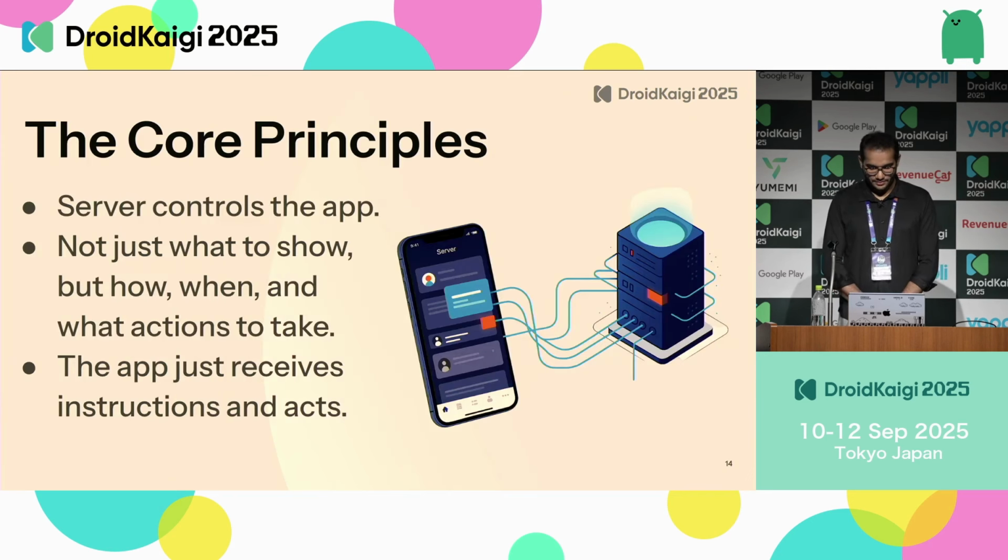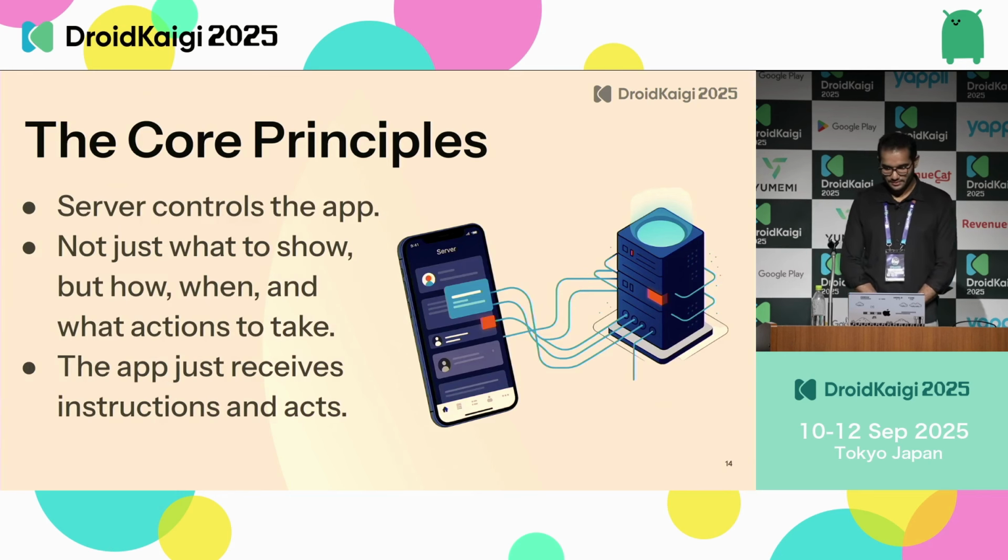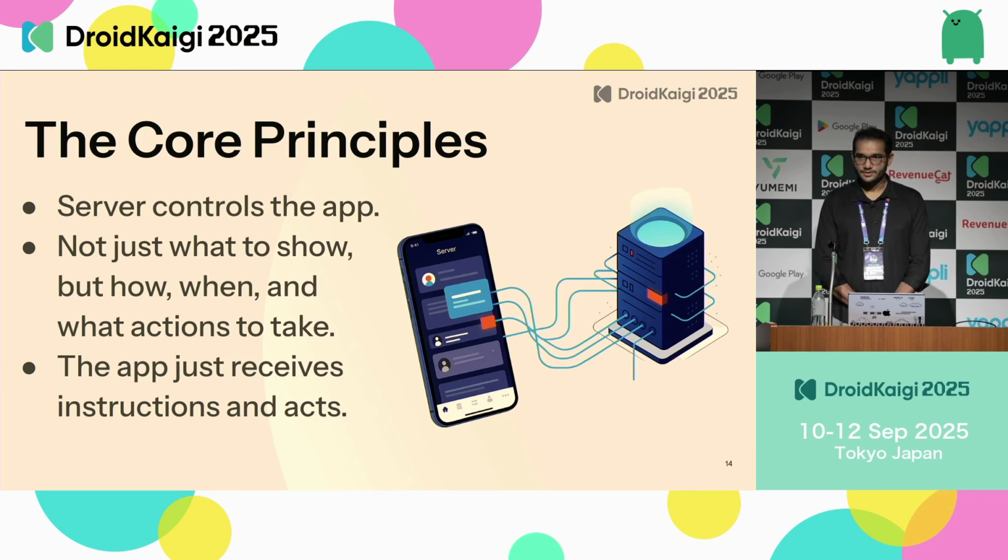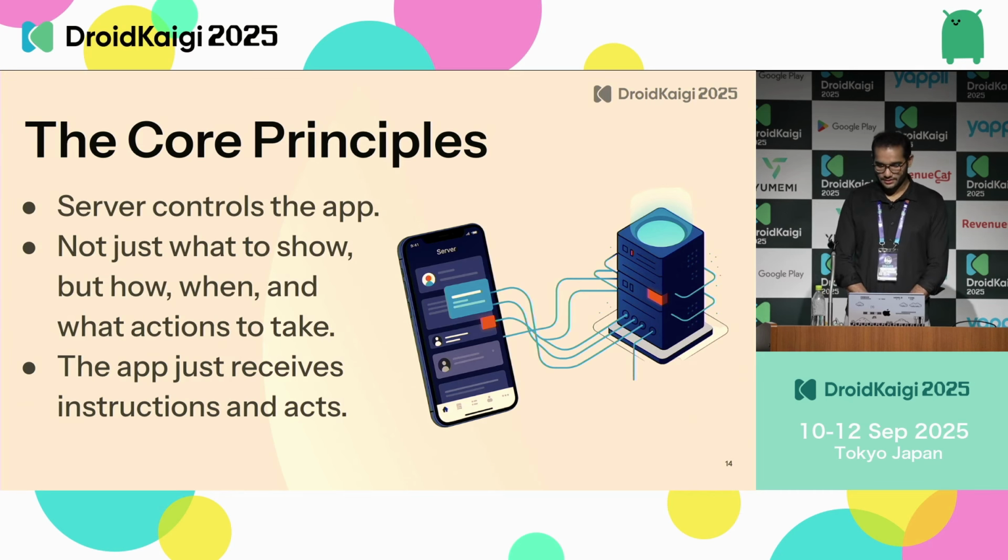Here are the core principles. Think of it like this. The server decides what to show, how to show, when to show, and what happens when the user interacts with the UI. The app just follows the instructions from the server without asking any questions. This makes updates easy, flexible, and brings the customization control to the server.